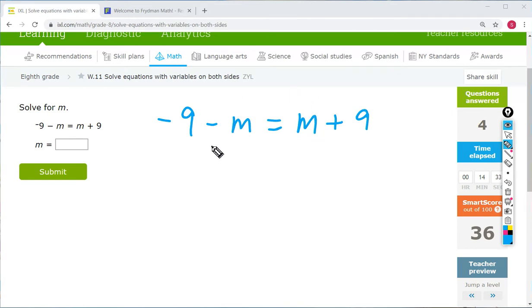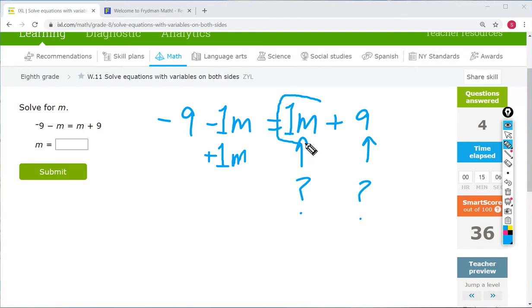So I'm going to, remember, this is like 1m and this is like 1m. So I'm going to get rid of this m over here, and I'm going to move all the m's over to this side. So this is subtraction. I will add 1m to both sides. Now, if I'm adding 1m, should I add it to this term, or should I add it to this term? Answer, I should add it to this term.